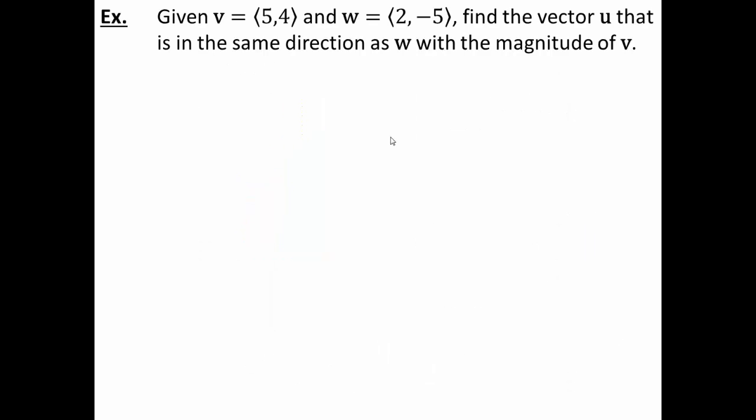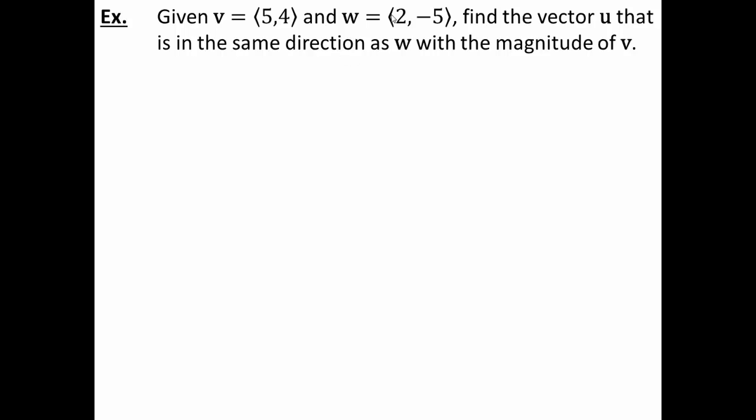Alright, why don't we give this one a try, a little bit more complex. Given vector v is at 5, 4, and vector w is at 2, negative 5, I want to find the vector u that is in the same direction as w with the magnitude of v. So in other words, I am looking for vector u. My final answer is going to be vector u. So if I want to know what vector u is, it would be really helpful to either know the initial and terminal points, or the new way I can do it is by knowing the magnitude and direction. Well, I didn't give you the magnitude and direction, but I did give you vectors v and w, and the magnitude is going to be the same as v's, and the direction is going to be the same as w.